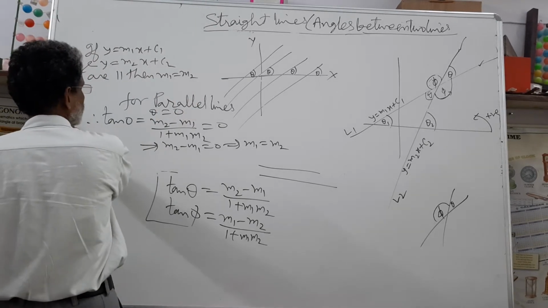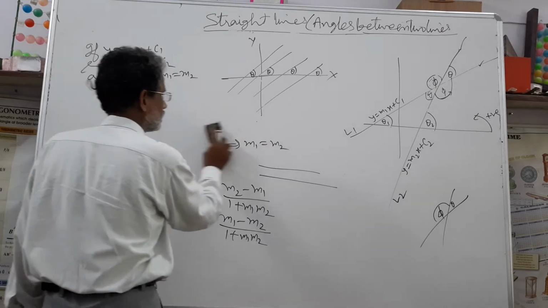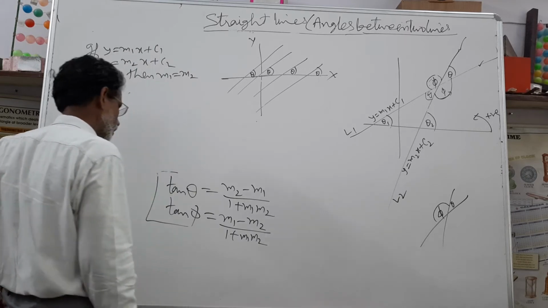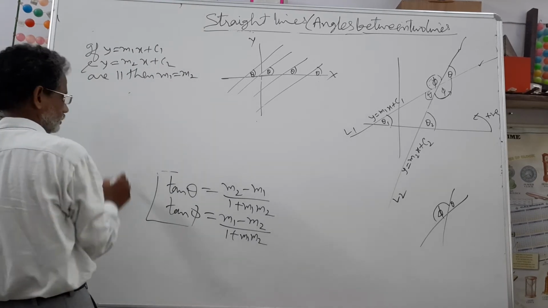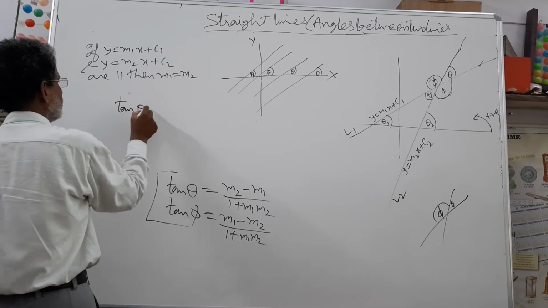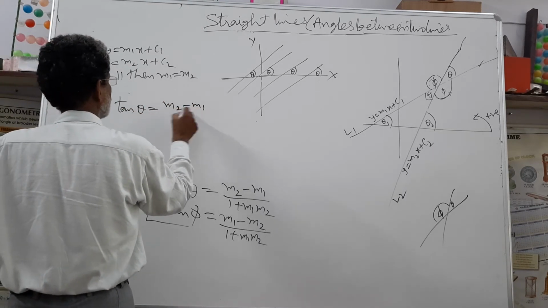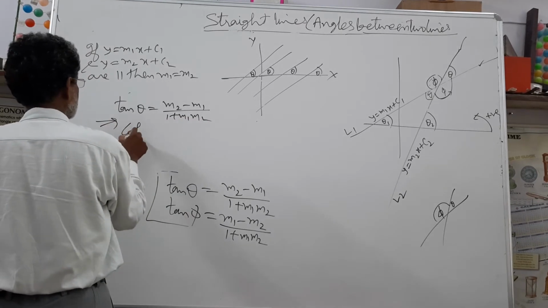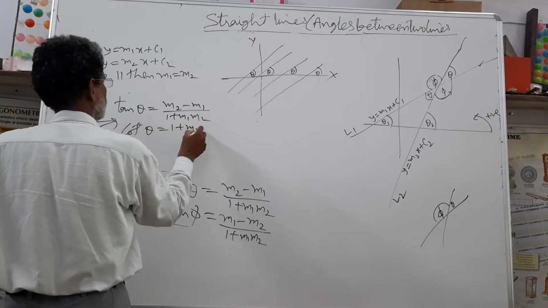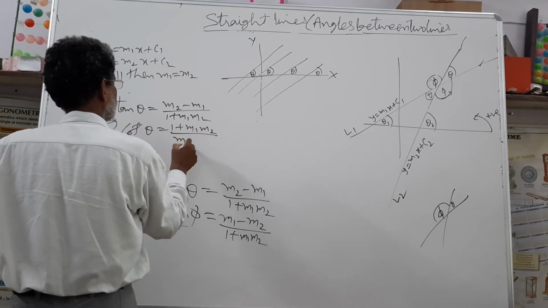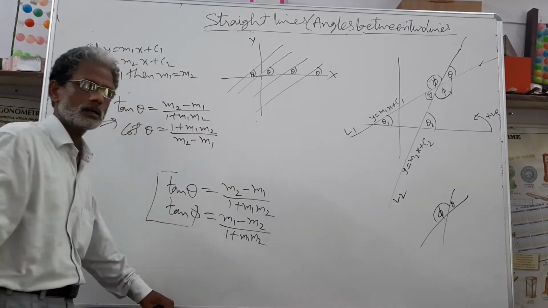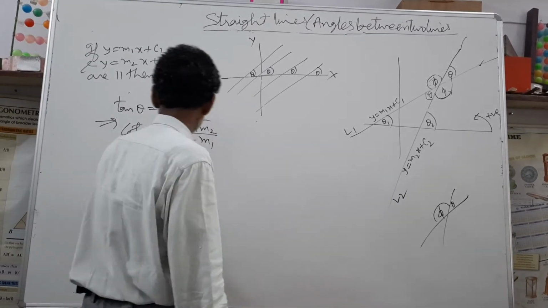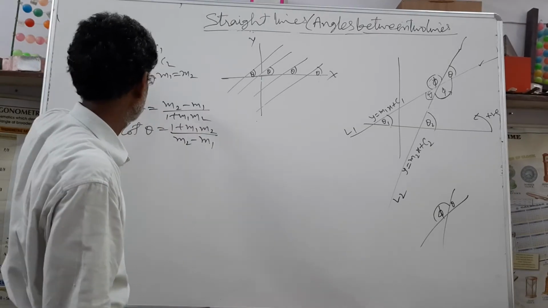Now, suppose the lines are perpendicular to each other. Now, tan theta is equal to m2 minus m1 upon 1 plus m1 m2. This implies cot theta is equal to 1 plus m1 m2 upon m2 minus m1, since cot theta is equal to 1 upon tan theta. This becomes reversed.